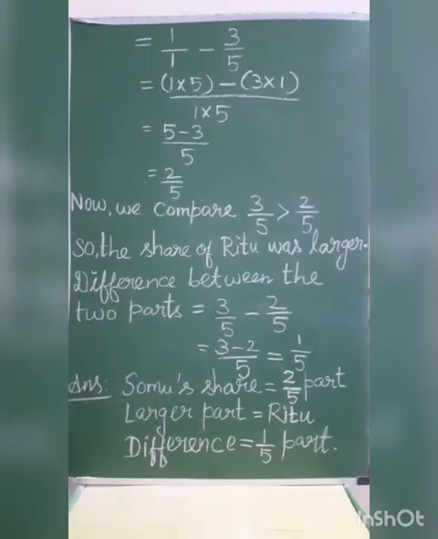Finally, we found the answers to the 3 questions. Somu's share is 2/5 part, and the larger part is Ritu's share. And the difference between the two shares is 1/5 part.